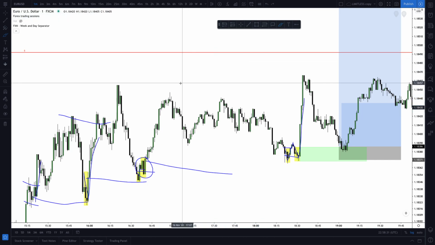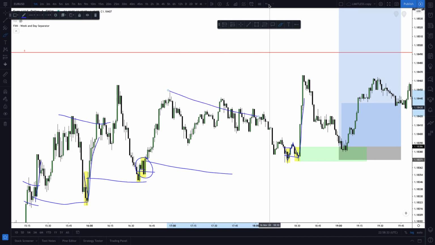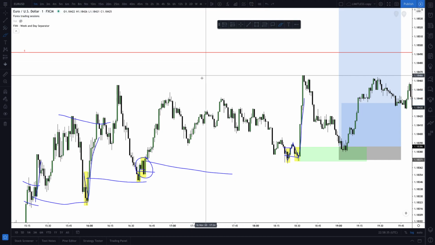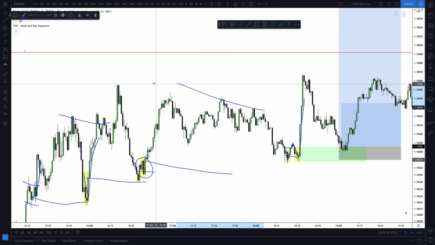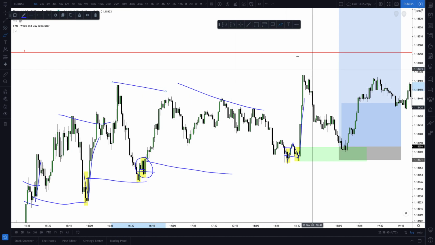Sorry, do that again. Took out all this liquidity above. Again. You're using your left hand? Yeah, no, I'll try to do this. There you go. That took out all this liquidity above.